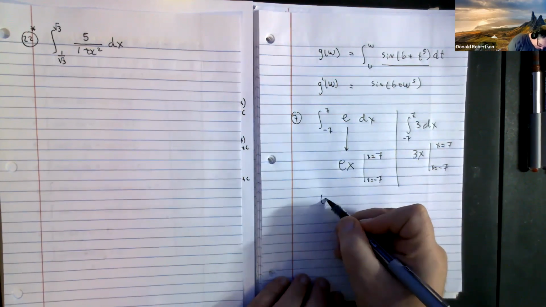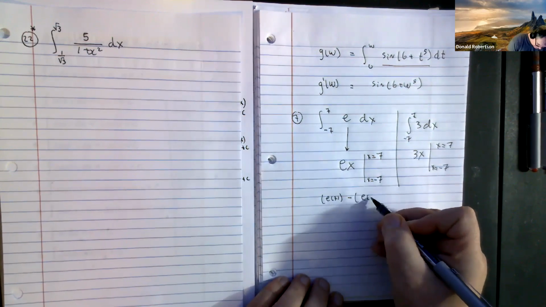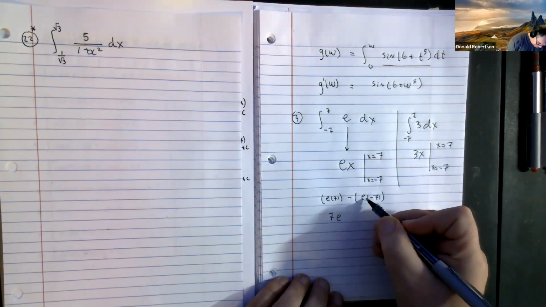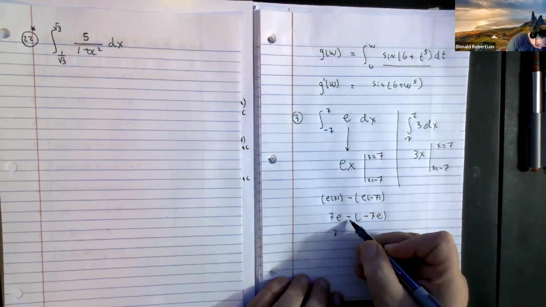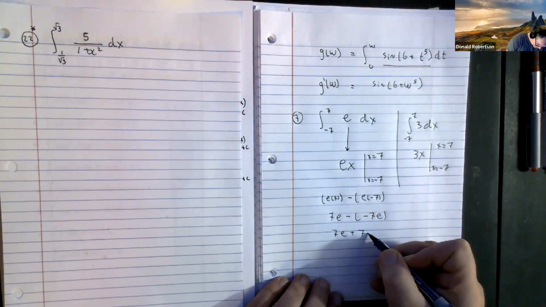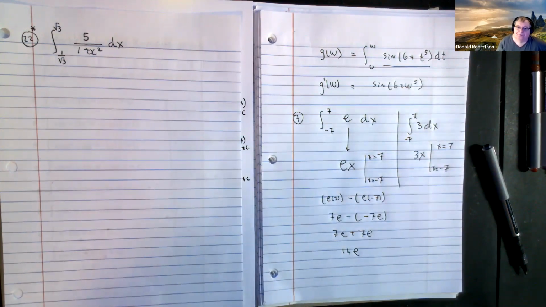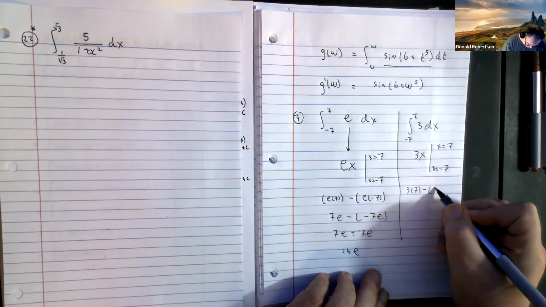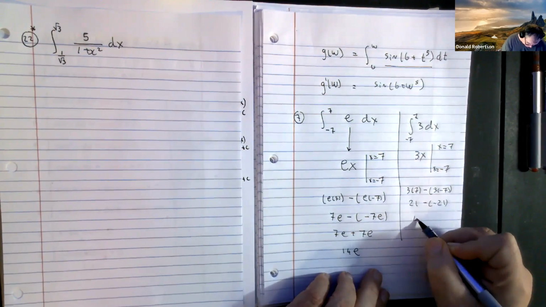So you plug in 7, and you get e times 7. Take away, put in -7, you get e times -7. E times 7 is 7e. Take away, e times -7 is -7e. Subtracting something that's negative is equivalent to adding it, and so that would be your answer. If I was doing this one, it would be 3 times 7, take away 3 times -7. So it'd be 21, take away -21. I would end up with 42.